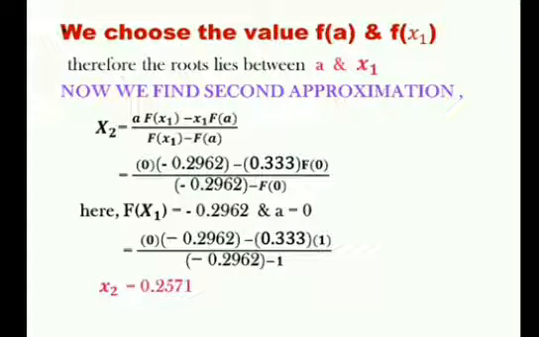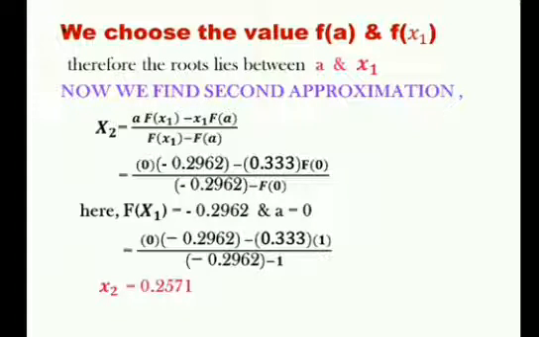Now we find the second approximation, that is x2, using the formula we already know: x2 is equal to a into f of x1 minus x1 into f of a, whole thing divided by f of x1 minus f of a. Here a is replaced by 0, f of x1 is replaced by minus 0.2962, and x1 is replaced by 0.333. Substituting, x2 is equal to 0 into minus 0.2962 minus 0.333 into f of 0, which is 1, whole thing divided by minus 0.2962 minus 1.